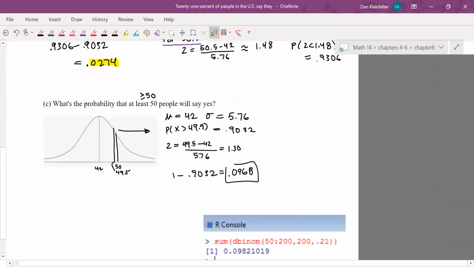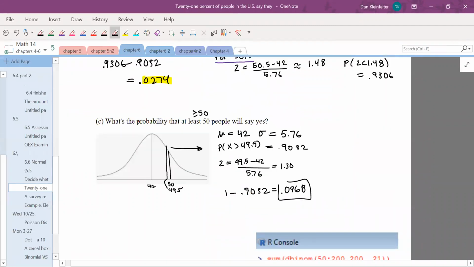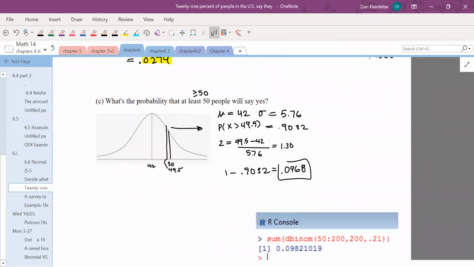So that's the end of that example. You can tell by looking at this that this would be a good example of where we would use the normal approximation to the binomial, because figuring out 50 separate probabilities and adding them all up would be harder. Of course, I did it on the computer and it was pretty fast, but if you're doing it by hand, the approximation is going to be much quicker.